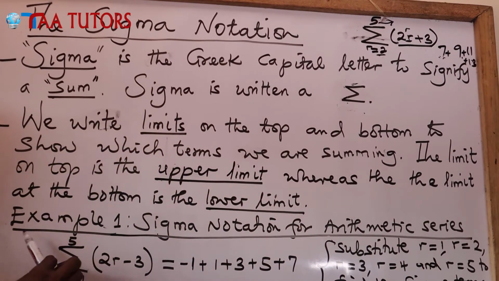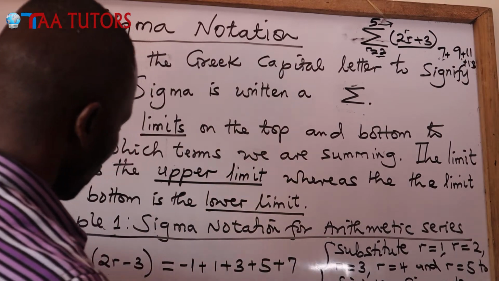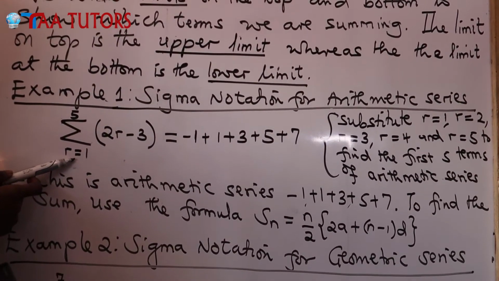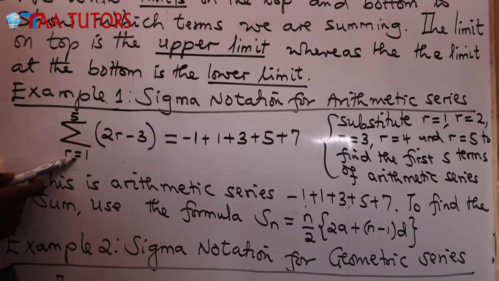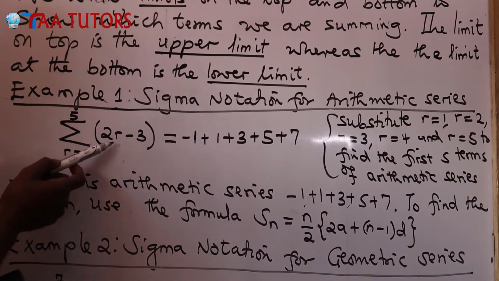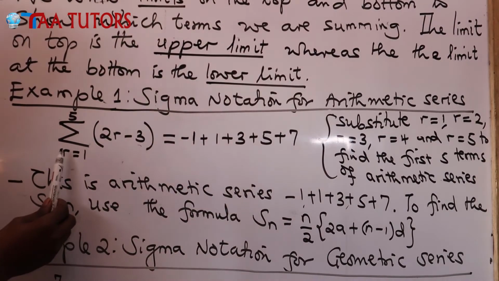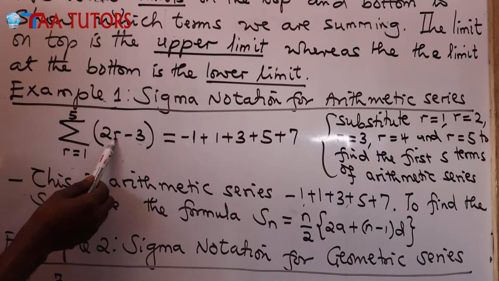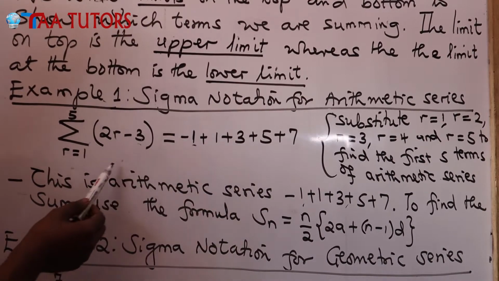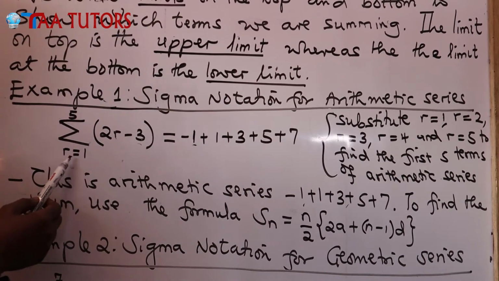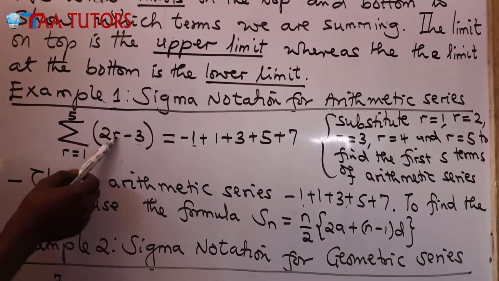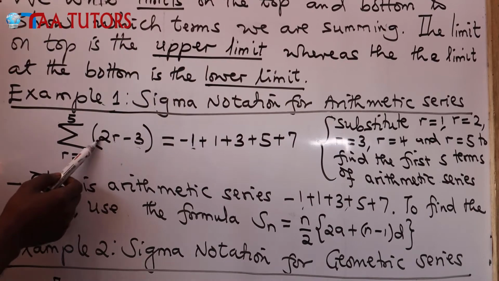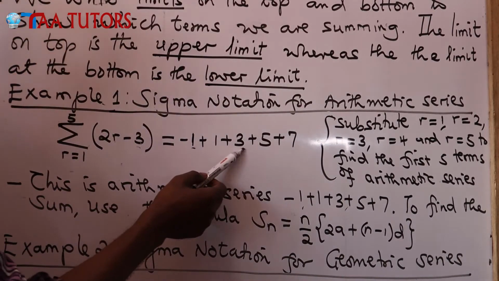Now, example one here is a sigma notation for an arithmetic series. You find the upper limit is 5, the lower limit is 1. So we should start from r equals 1 to r equals 5, and substitute here to get the terms. If r equals 1, that is 2 times 1, which is 2, minus 3 is negative 1. If r equals 2, that is 2 times 2 is 4, minus 3 is 1. If r equals 3, it is 2 times 3 is 6, minus 3 is 3.